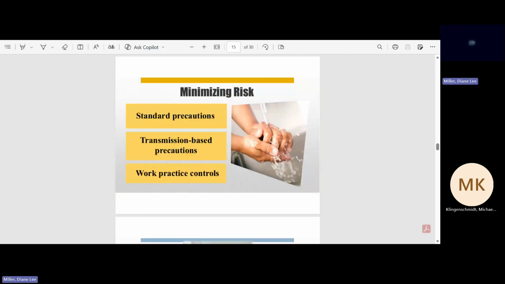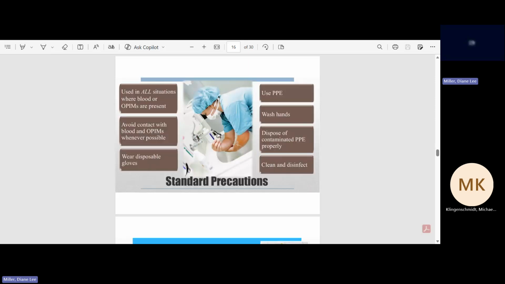So what can you do to minimize risk? In the next couple of slides, we look at standard precautions, transmission-based precautions, as well as work practice controls. For our standard precautions, these are things that we should be doing all the time where there's a chance to interact with blood or other OPIMs. We want to do our best to avoid contact with blood and OPIMs whenever possible.